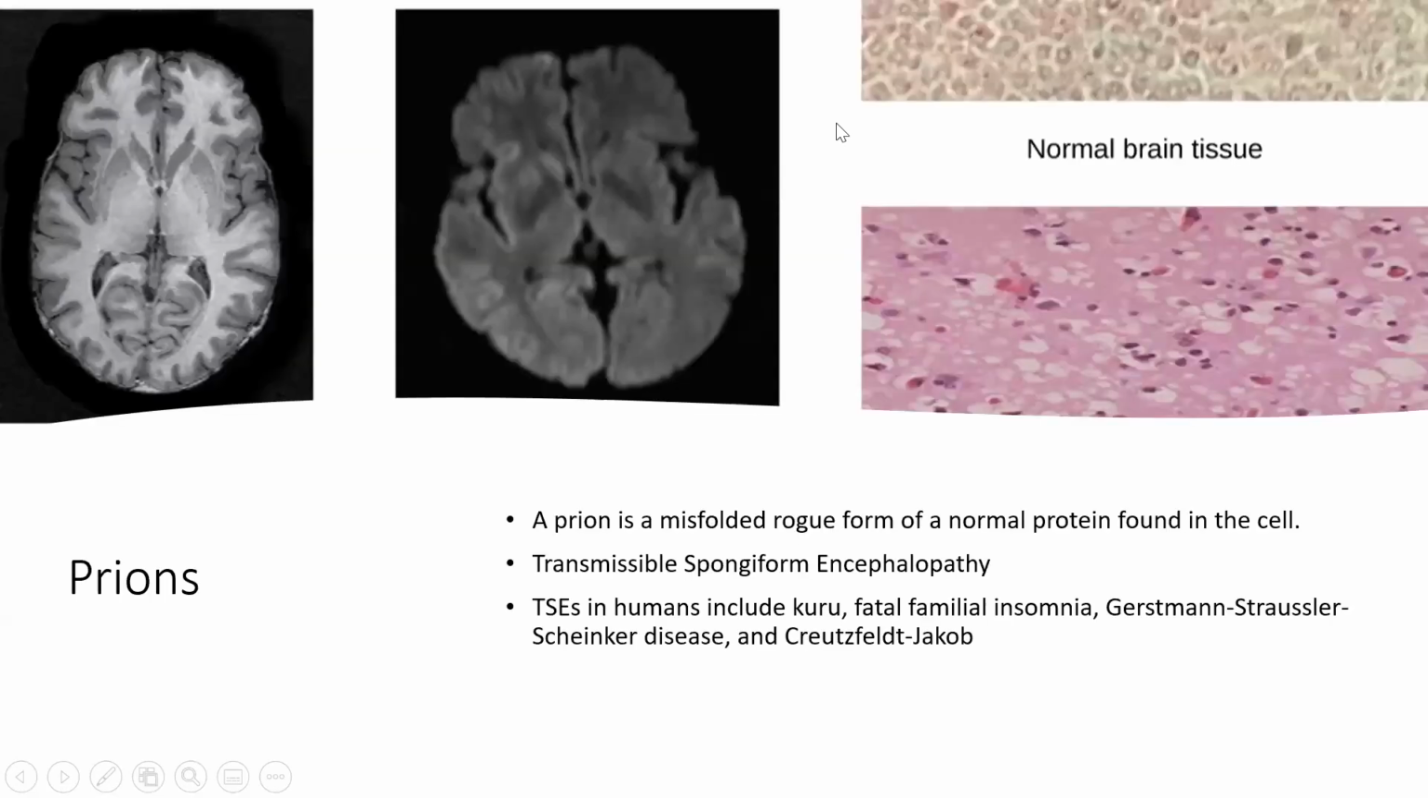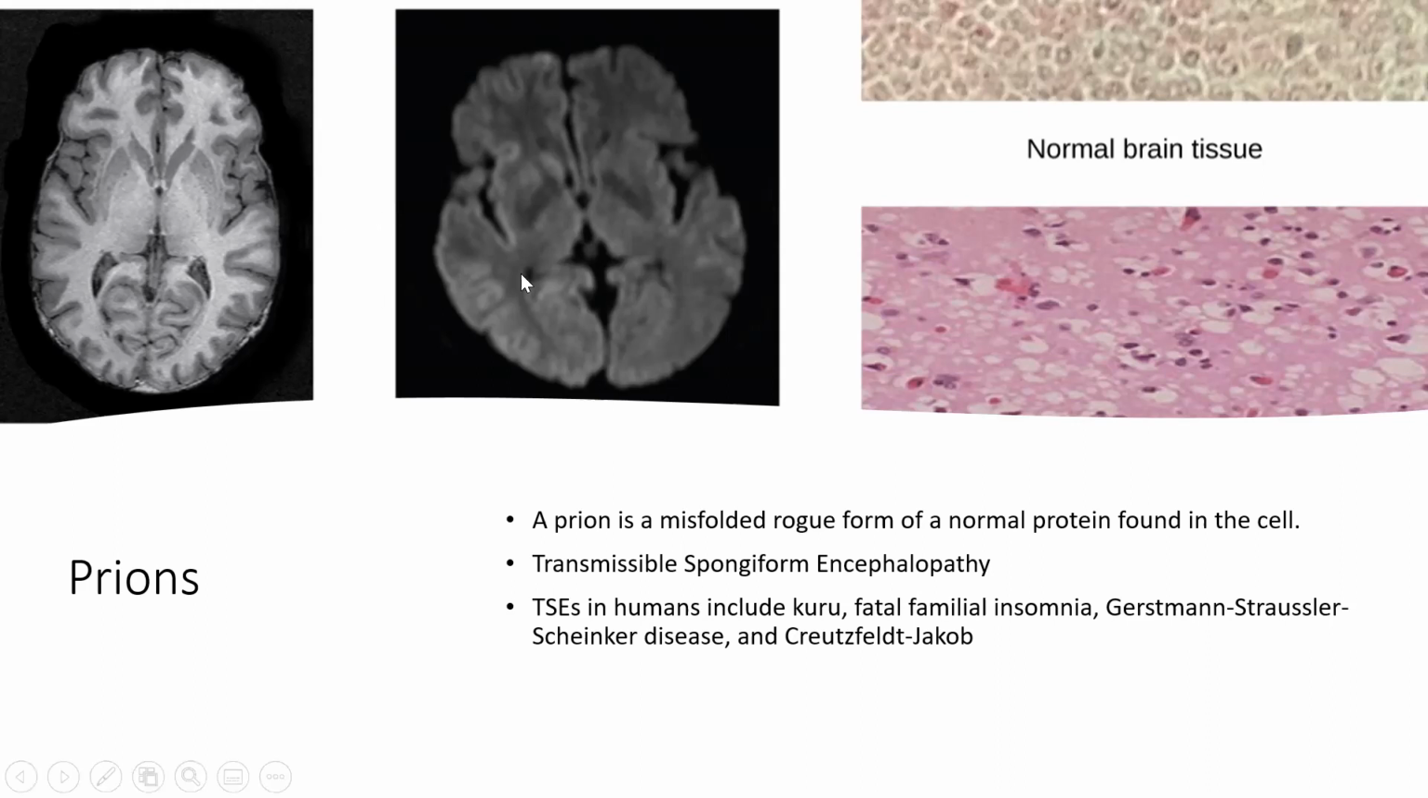Now for something completely different, which is prions. Prions are a type of misfolded protein. They're called rogue proteins, and they are actually able to cause other proteins to misfold as well, right? These can create transmissible spongiform encephalopathies, or TSEs. Some that you may hear of are Kuru, fatal familial insomnia, Gerstmann-Straussler-Scheinker disease, and Creutzfeldt-Jakob disease.